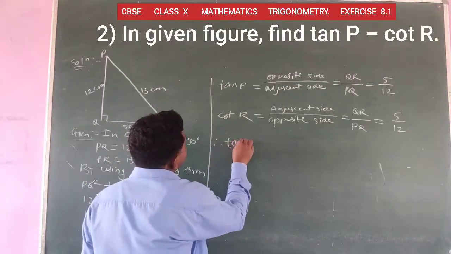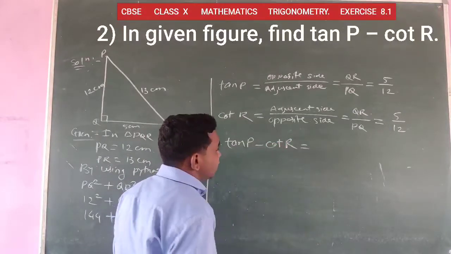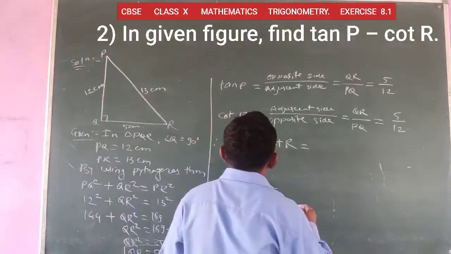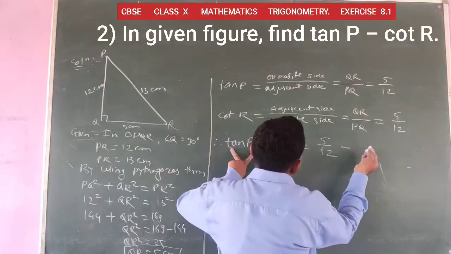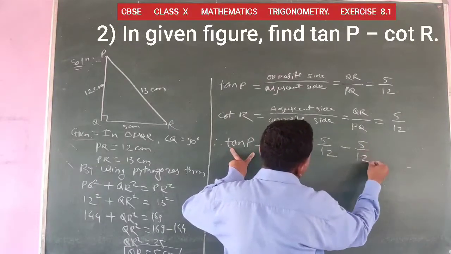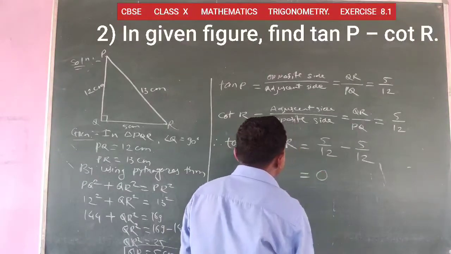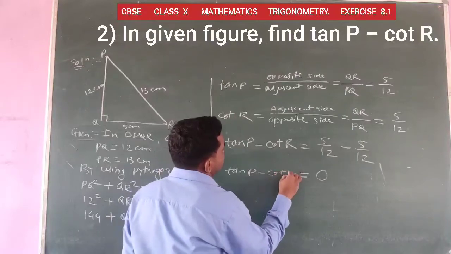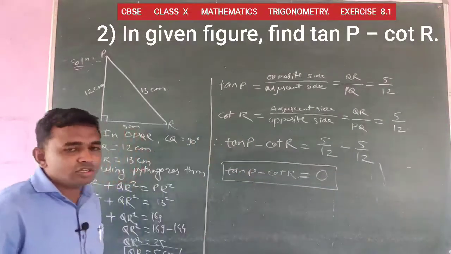After that, the expression is tan P minus cot R. What is the value of tan P? 5 upon 12 minus cot R, again 5 upon 12. So a similar term is subtracted from itself. Therefore, the answer is 0. Finally, tan P minus cot R is equal to 0. This is the answer of the second question.